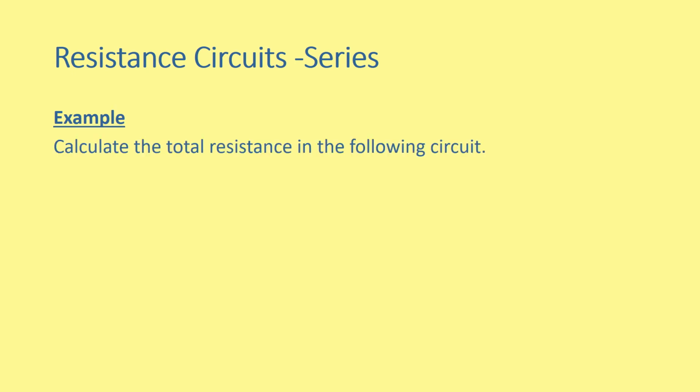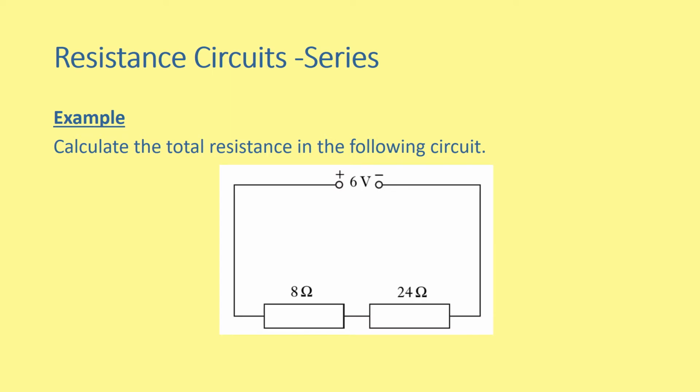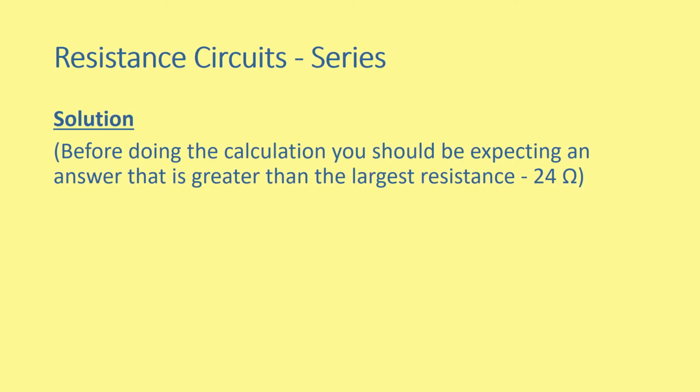Example, calculate the total resistance in the following circuit. We have two resistors in this circuit, 8 ohms and 24 ohms, connected in series. So we should be expecting the answer is going to be greater than the largest resistance, that is greater than 24. We use the equation RT equals R1 plus R2 equal to 8 plus 24, which gives us 32 ohms, greater than 24, as we'd expect.